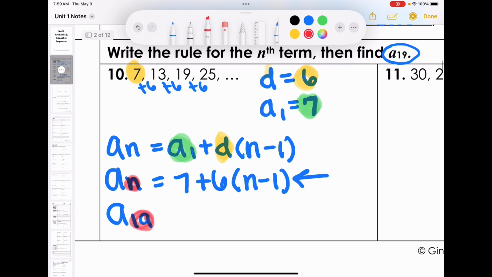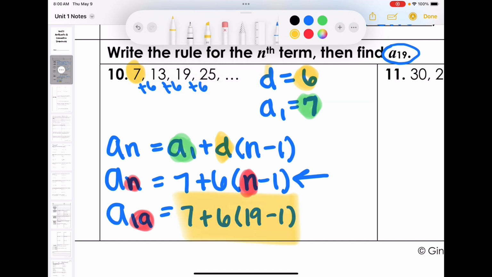So my n is going to become 19. So in my formula, this n is going to become 19 as well. So now you're going to take this and plug it into your calculator just like you see it. So you'll have 7 plus 6 parentheses 19 minus 1. And that's going to end up giving us 115. So that would be the 19th term of the sequence.